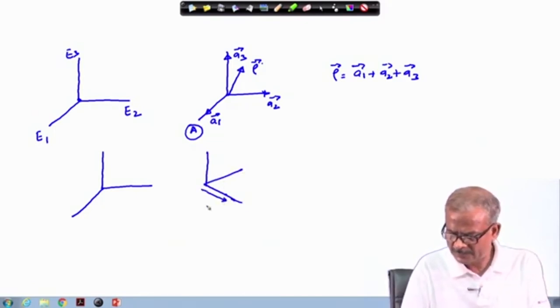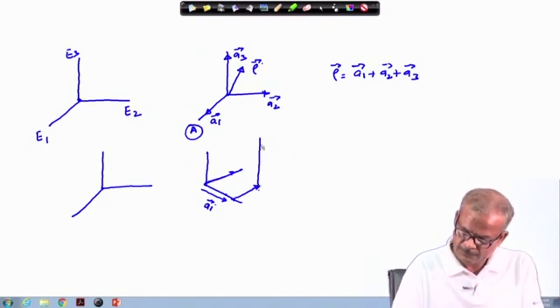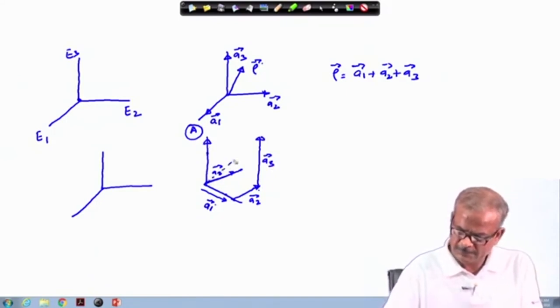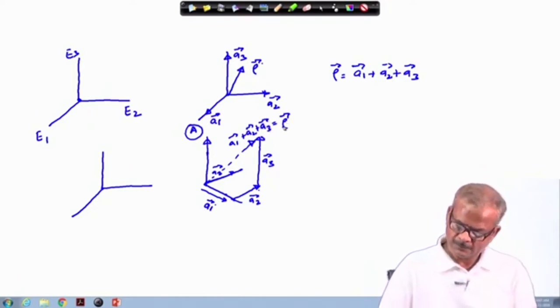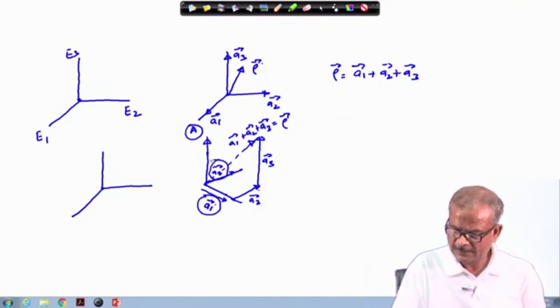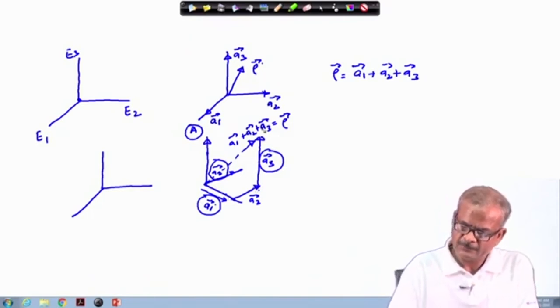Say along this direction you are measuring A 1, along this direction your A 2 is there. So, you can take the parallel from this place and then go up. So, this is your A 2 here, and this is A 3 which you are showing along this direction. And if you join from this place, this is your vector A 1 plus A 2 plus A 3, which you can write as rho. So, any vector, because we have three-dimensional space, using these three basis vectors, which are acting like three basis vectors, we have written this.